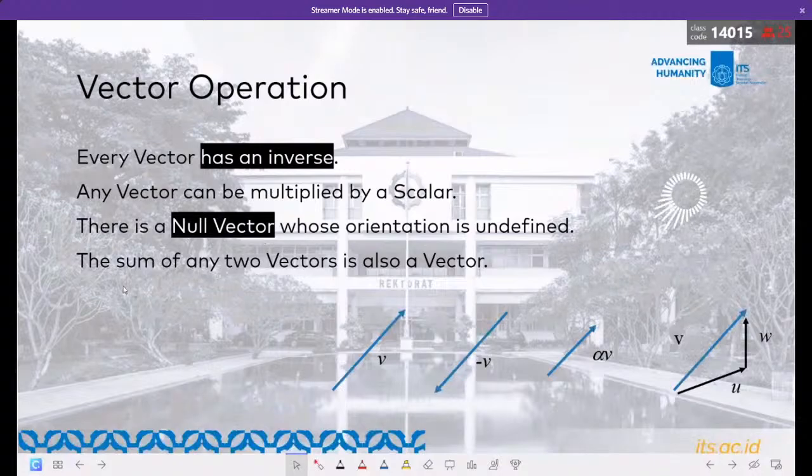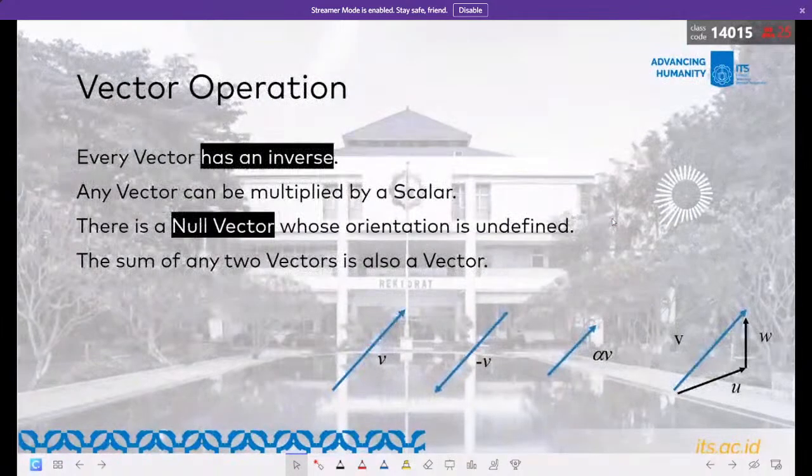And then if you add two vectors, the result will also be a vector. For example, in here you have a vector u and a vector w. You add these two together, then you will have vector v as the resultant vector.